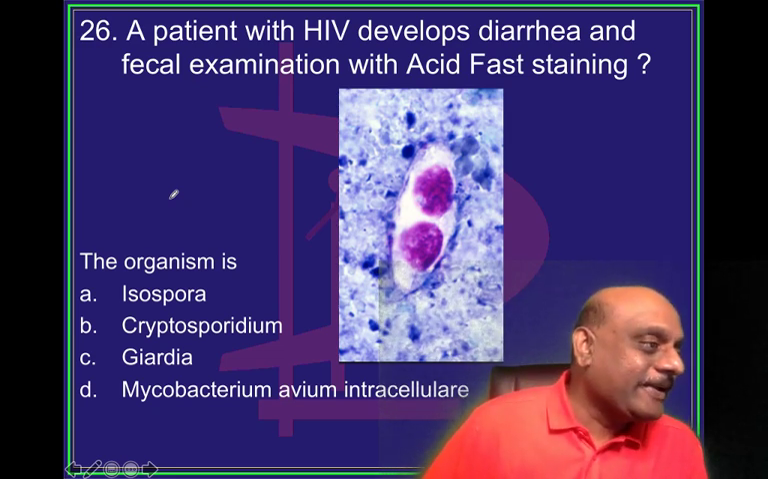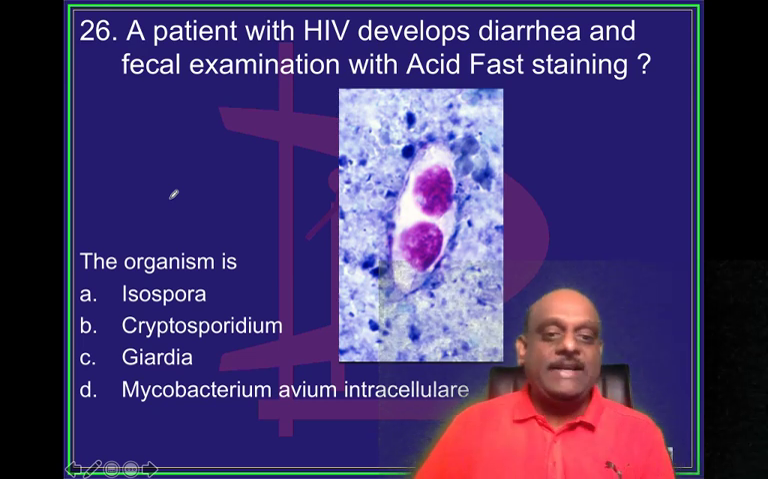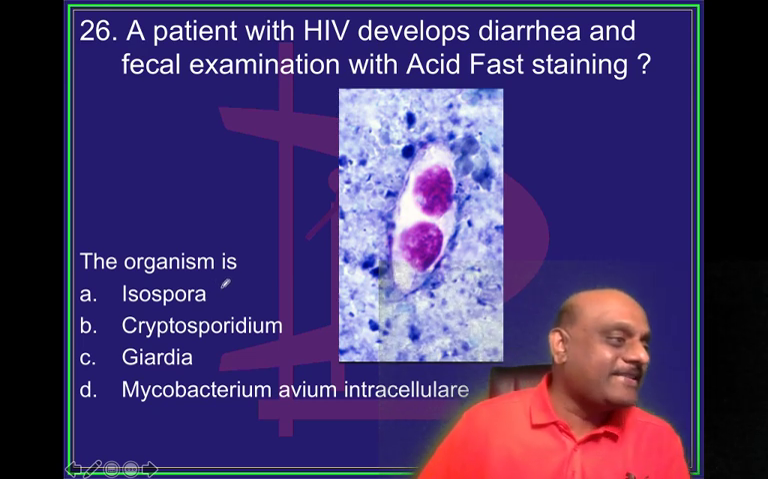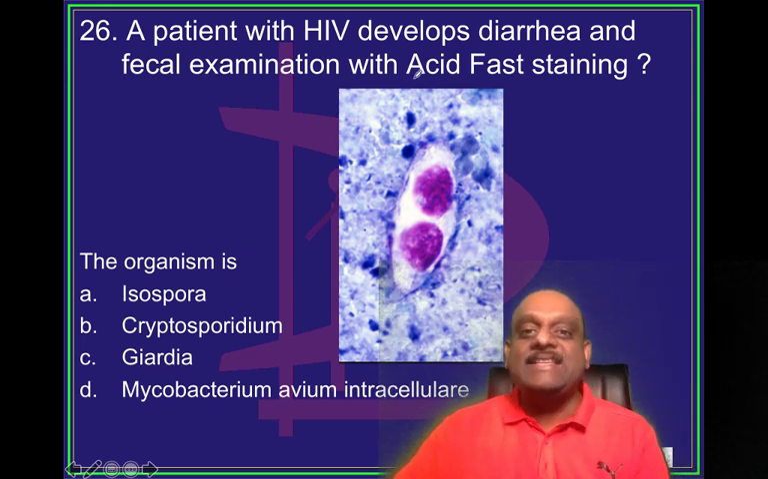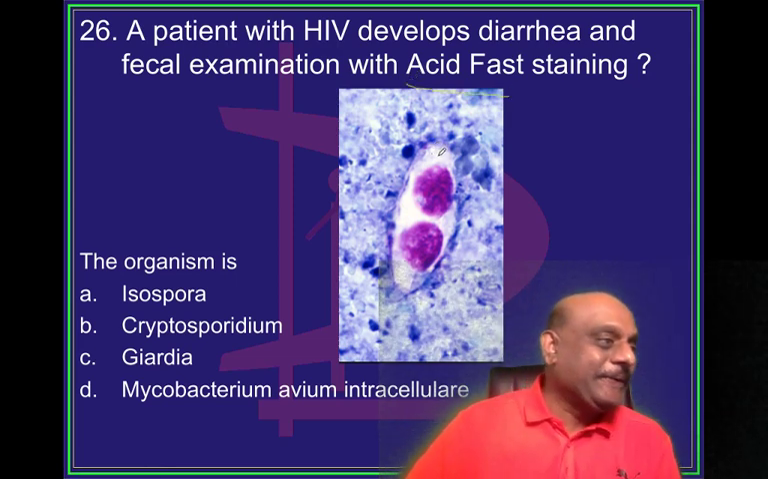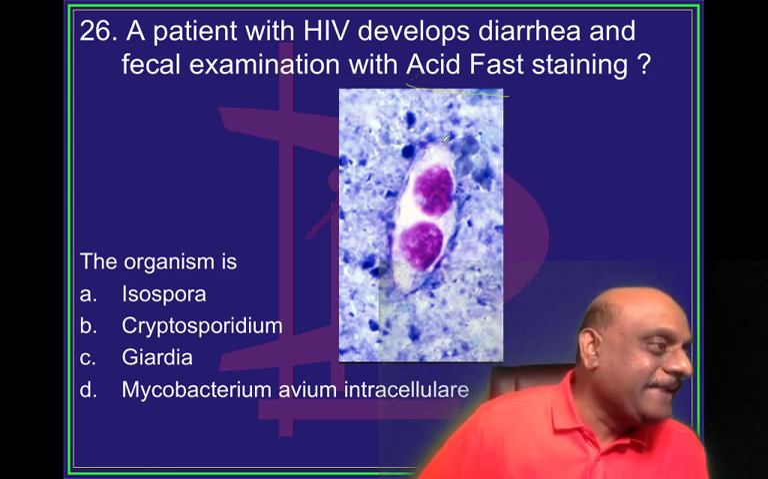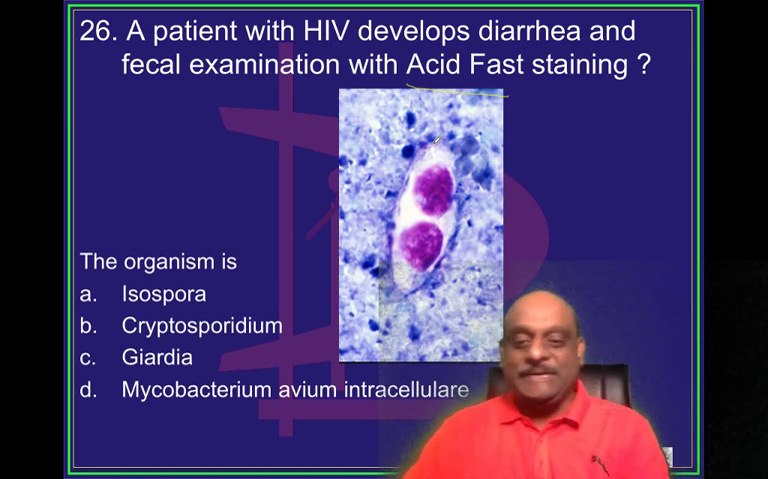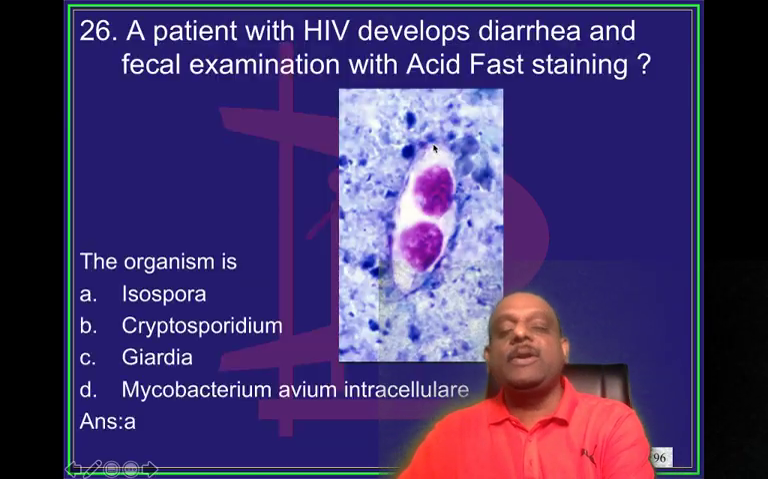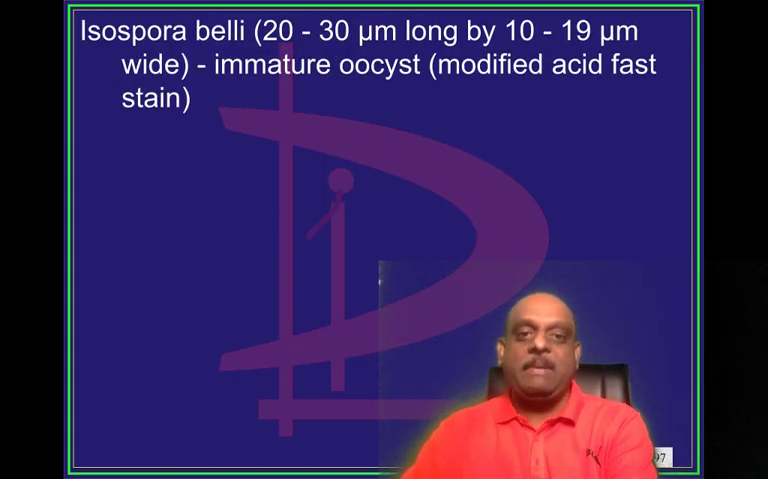So what is your answer? So Kodgram is proposing D, Mycobacterium avium intracellular. Okay, this acid fast staining, so to say, the board is clean, sir. So you should remember it is Isospora belli is what you need to remember.